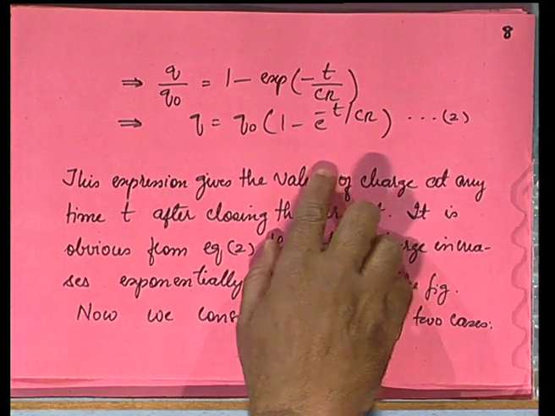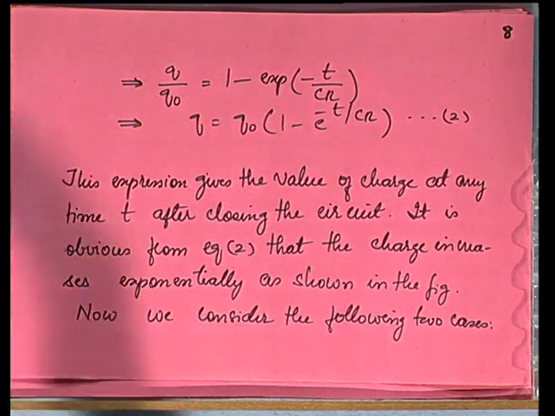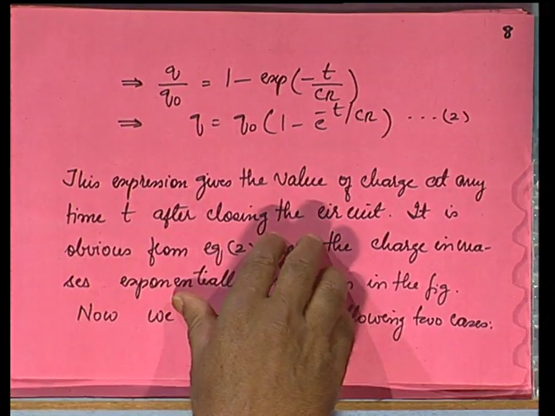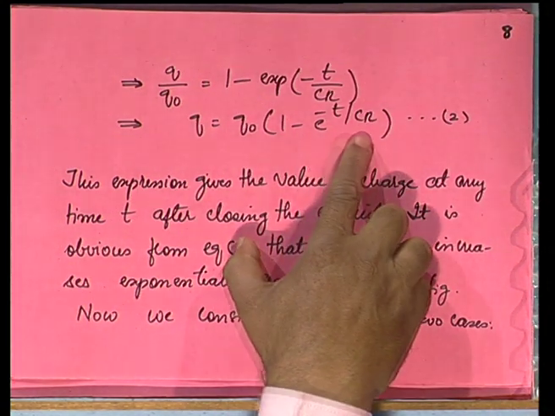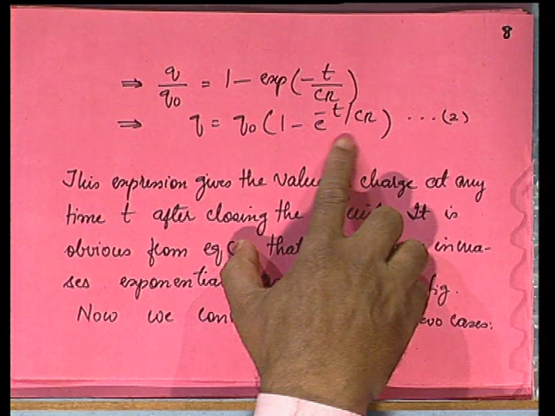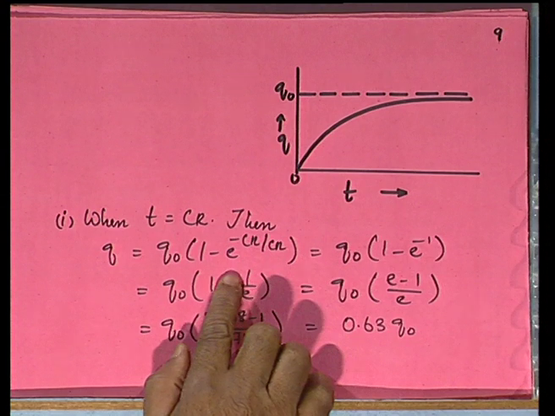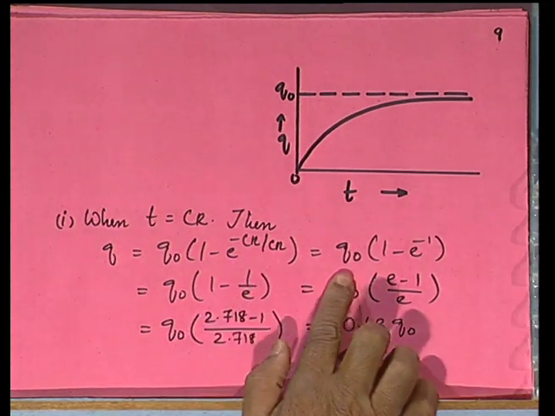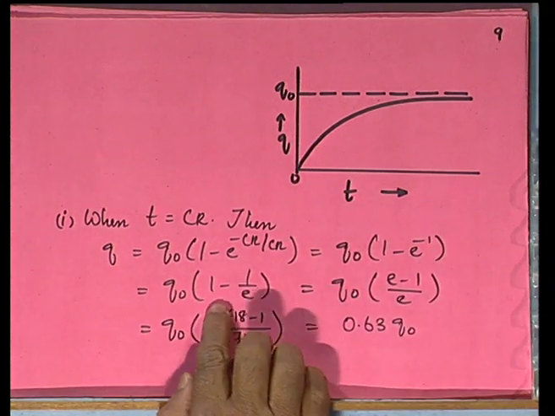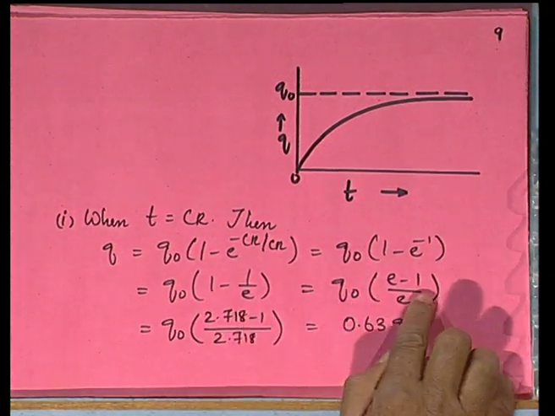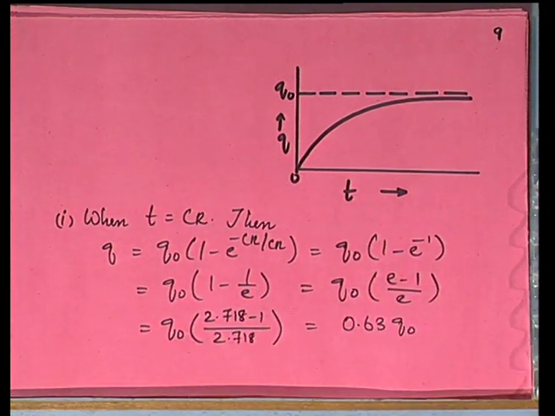So, that means this is an exponential term. As the time increases, the growth of the charge also increases and reaches the maximum value. Suppose we substitute t is equal to CR, then the equation turns into q is equal to q naught into 1 minus e to the power of minus CR by CR, which is q naught into 1 minus e to the power of minus 1. So, q is equal to q naught into 1 minus 1 by e, and finally the value is 0.63 q naught.